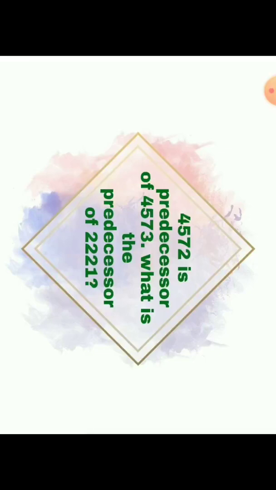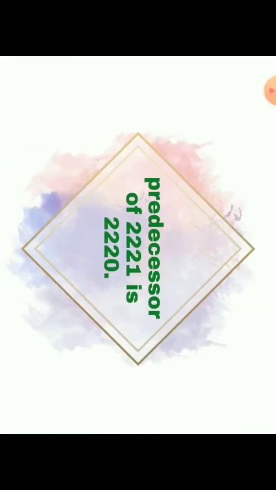So now what is the predecessor of 2221? The predecessor of 2221 is 2220, because after 2221 comes 2222, and that is the successor of this number. And what is the predecessor of this number? What comes before 2221? 2220. And that is why the predecessor of 2221 is 2220.